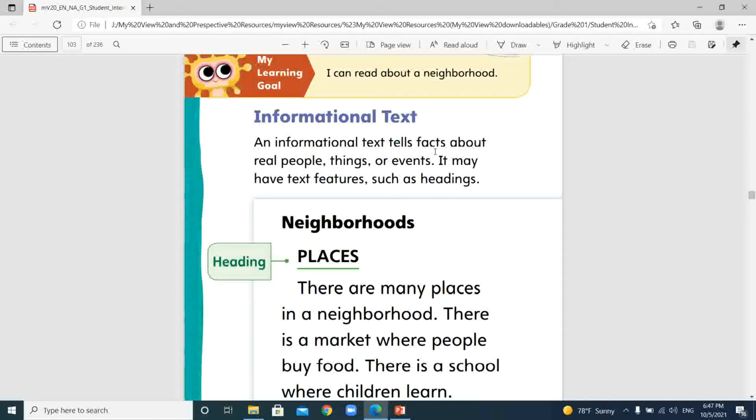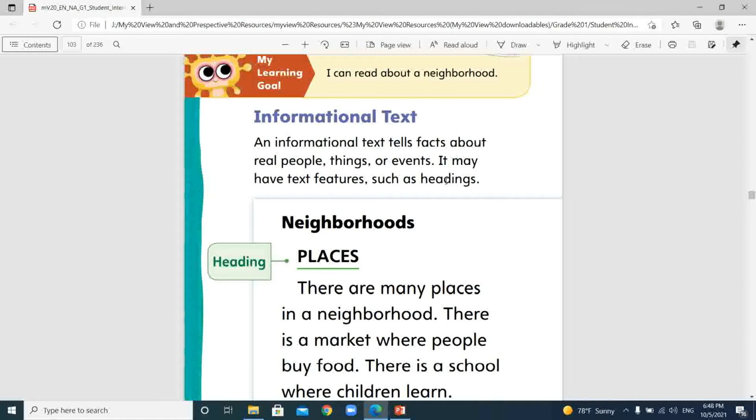What kind of facts will the story give you? It will give you facts about real people, real things, or events. Again, an informational text or a nonfiction tells facts about real people, things, or events. So while you're reading the story, you'll find details that are about real people, real things, or real events. You'll also find real photos.